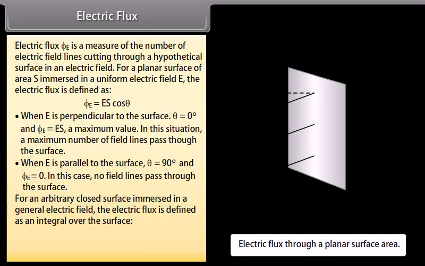In this case, no field lines pass through the surface. For an arbitrary closed surface immersed in a general electric field, the electric flux is defined as an integral over the surface of E cos theta. The SI unit of electric flux is Newton meter square per Coulomb.